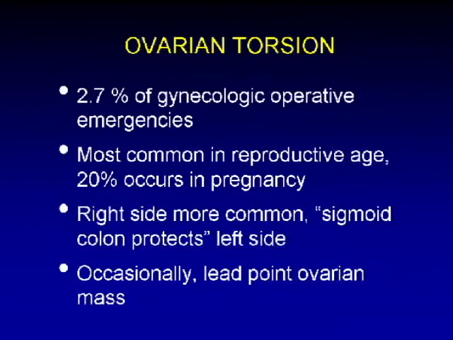Moving on to ovarian torsion, it's 2.7% of gynecologic operative emergencies. Most common in reproductive age patients, 20% occurs during pregnancy. And for some reason, right-sided is more common, and it's explained that the sigmoid colon protects the left side from torsing. And also occasionally there's a lead point, such as an ovarian mass.